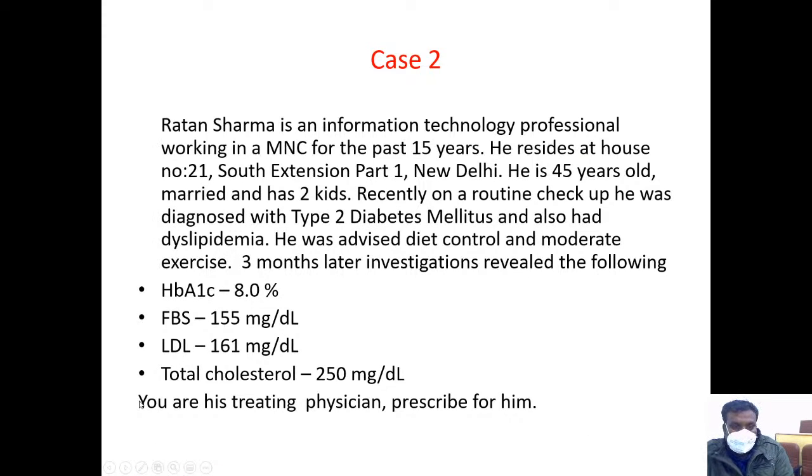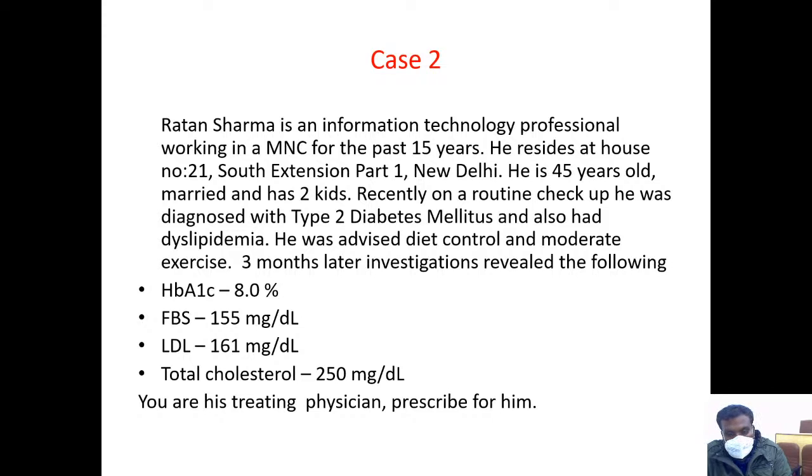So next case is Ratan Sharma, an information technology professional working in an MNC for the past 15 years. He resides at house number 21 South Extension, Part 1, New Delhi. He is 45 years old, married and has 2 kids, and he has undergone a routine checkup, and he has been diagnosed with type 2 diabetes mellitus and also had dyslipidemia. He was advised diet control and moderate exercise.